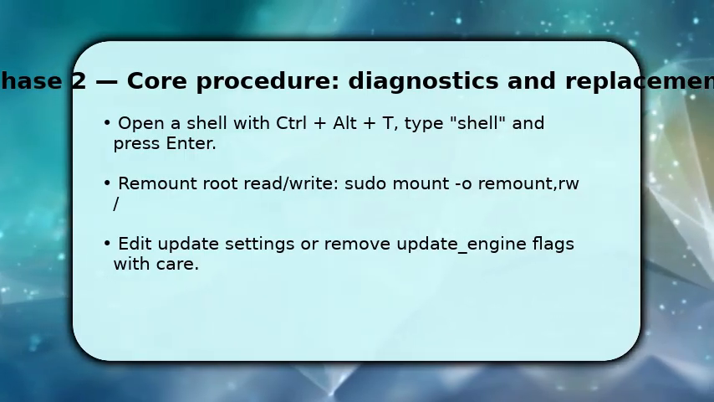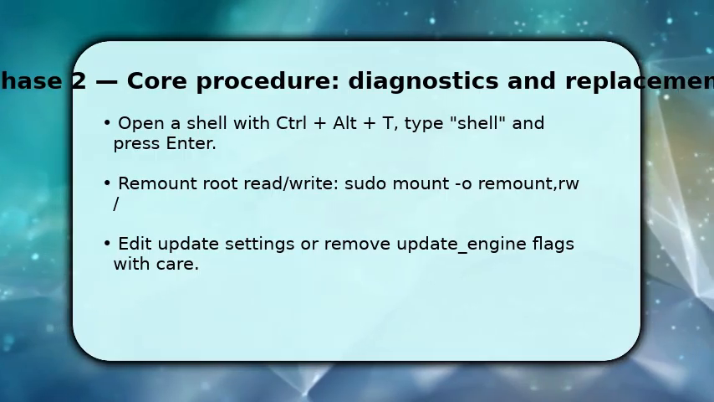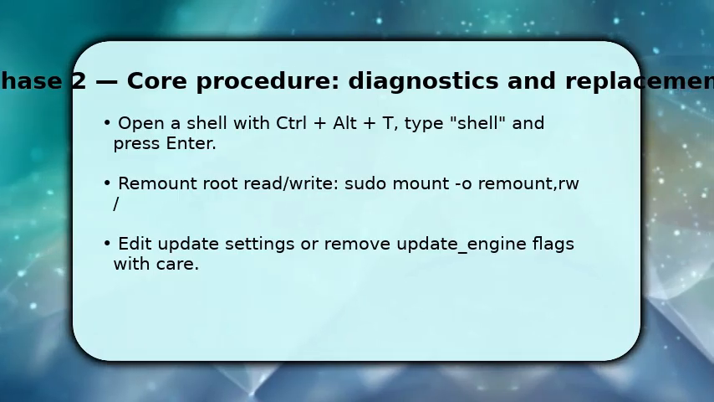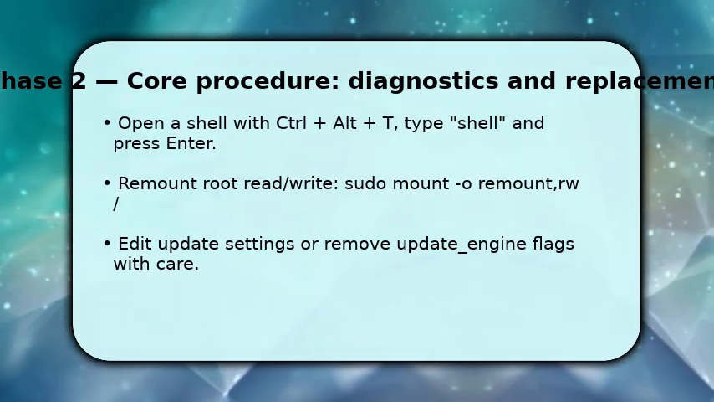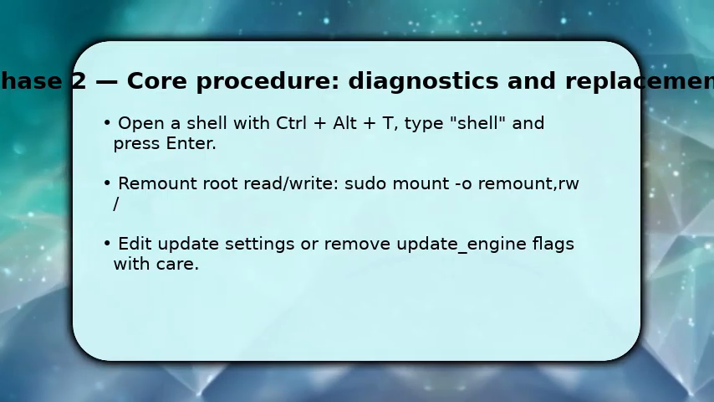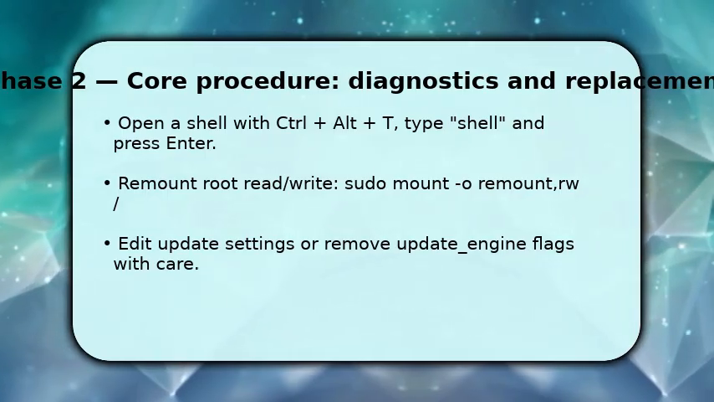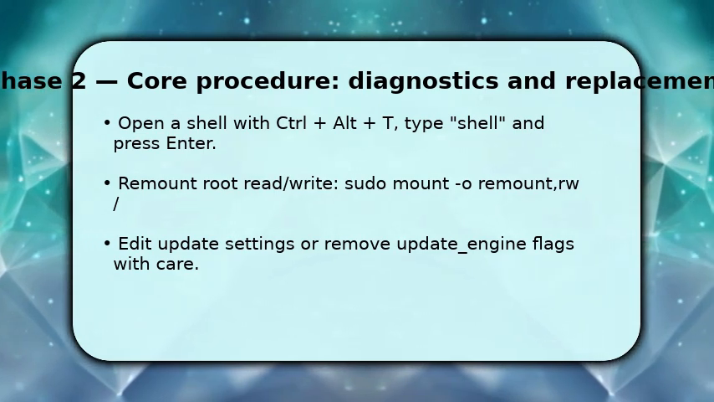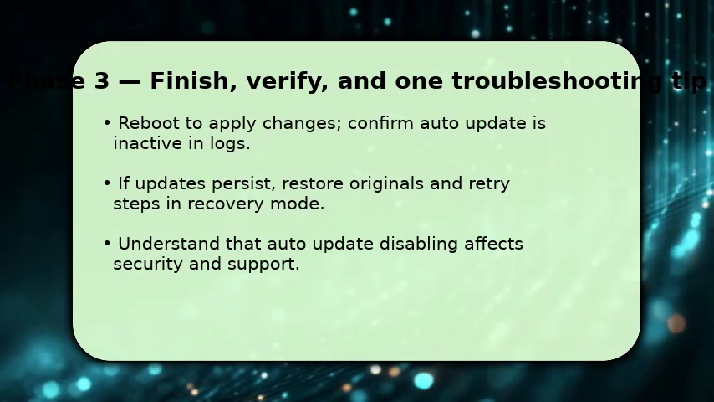Next, locate update engine flags in /etc or /etc/default and either comment out automatic options or add a policy that prevents updates. Take it slowly. This directly affects security and stability, so verify each edit and keep a copy of original files, and you finish by rebooting and checking logs.